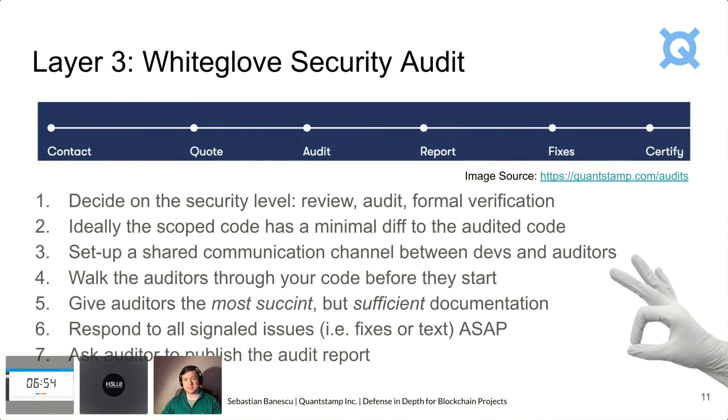And last but not least, in the certify phase at the end, you should ask the auditors to publish the audit report on whatever platform they have, such that it's a third party publishing the report and not you, so that people don't suspect that you might have tampered with the report. So it's better to ask someone else to publish the report, and then it's more trustworthy.